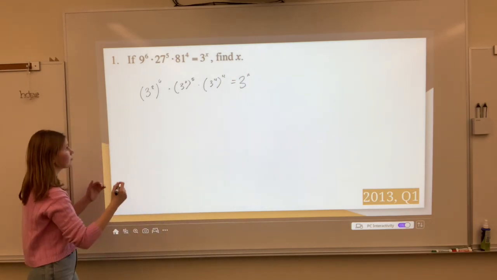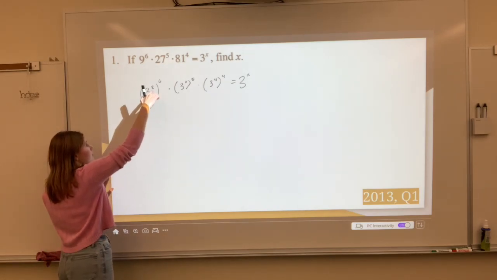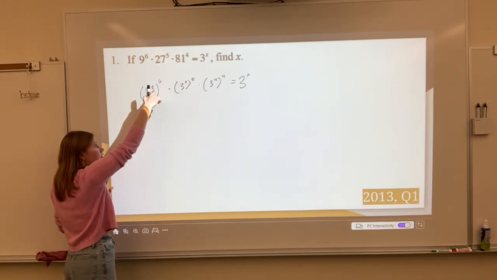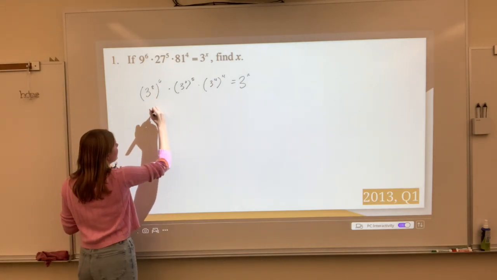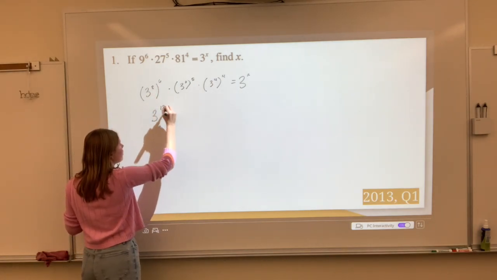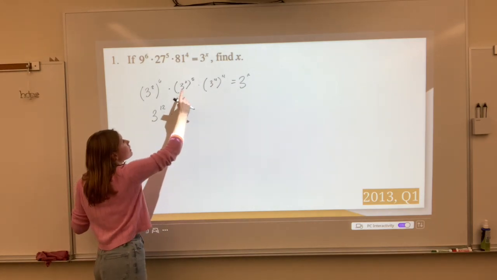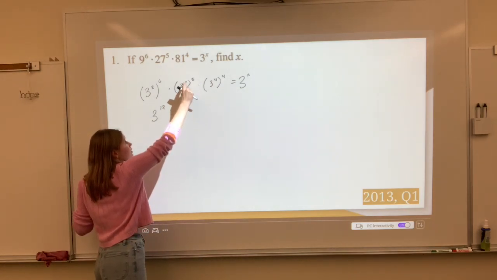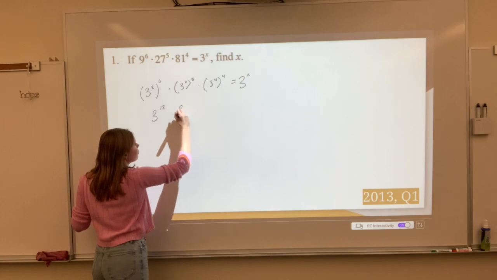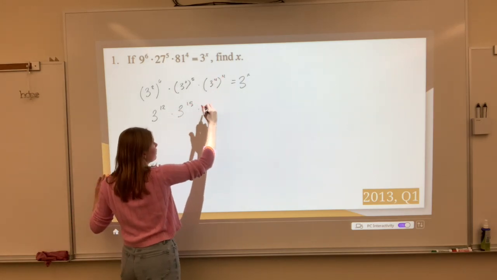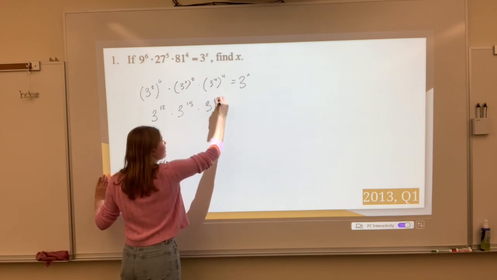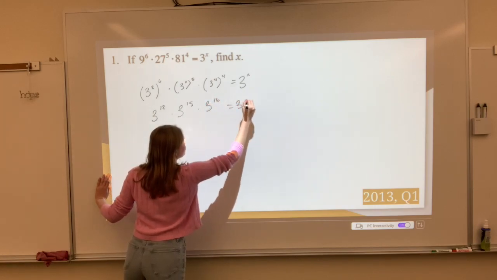Now let's simplify. Okay, 3 squared to the 6th. Well, we multiply these two exponents, so we can say this is 3 to the 12th times 3 to the 3 times 5, so 3 to the 15th, times 3 to the 4 times 4, 3 to the 16th is equal to 3 to the x.